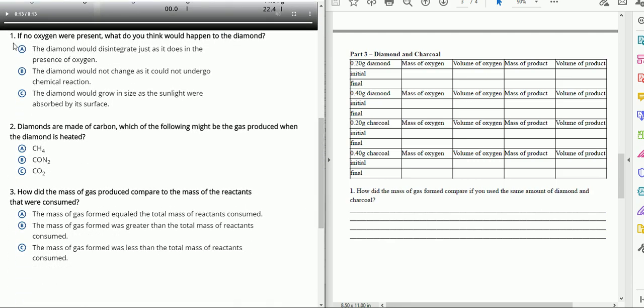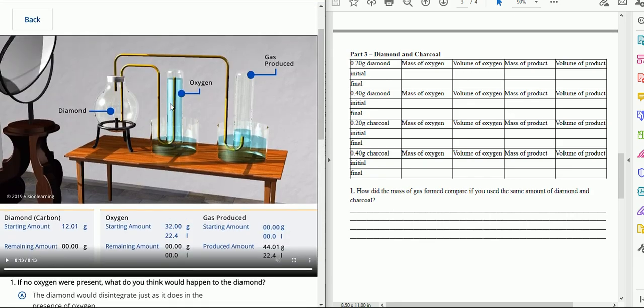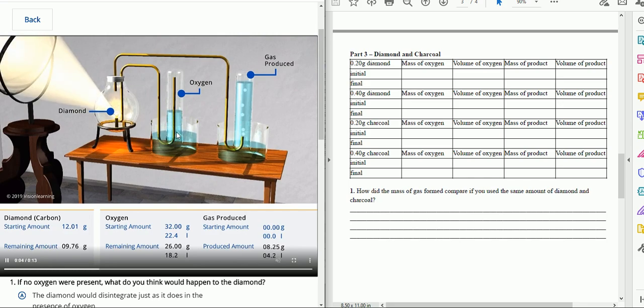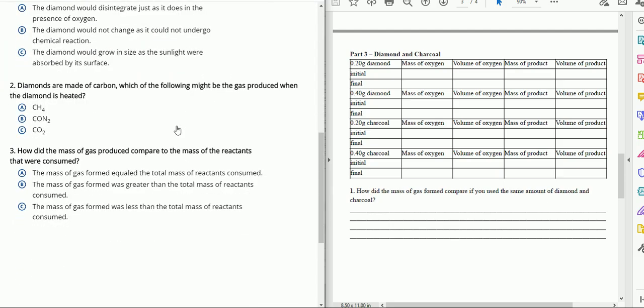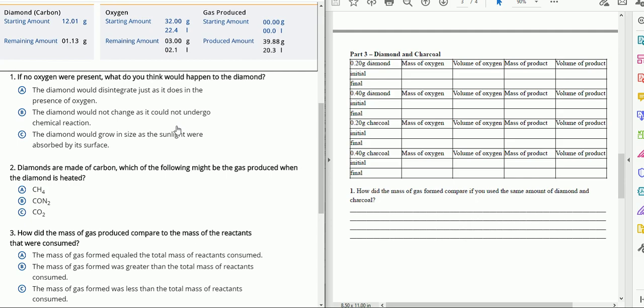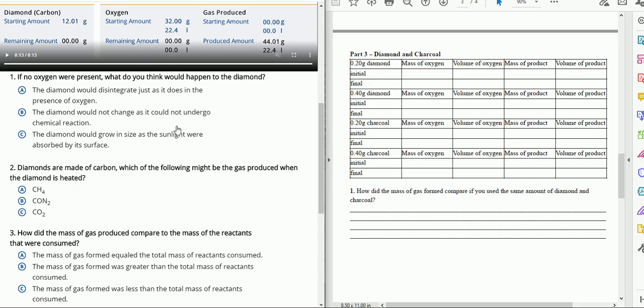Number 1, if no oxygen was present. So we have this large container of oxygen. If this was not present, if we did not provide any oxygen for this reaction, that's the scenario. In the animation, we clearly do provide oxygen, but if we didn't, what do you think would happen to the diamond? The diamond would disintegrate just as it does in the presence of oxygen. The diamond would not change as it could not undergo the chemical reaction, or the diamond would grow in size as the sunlight were absorbed by its surface.